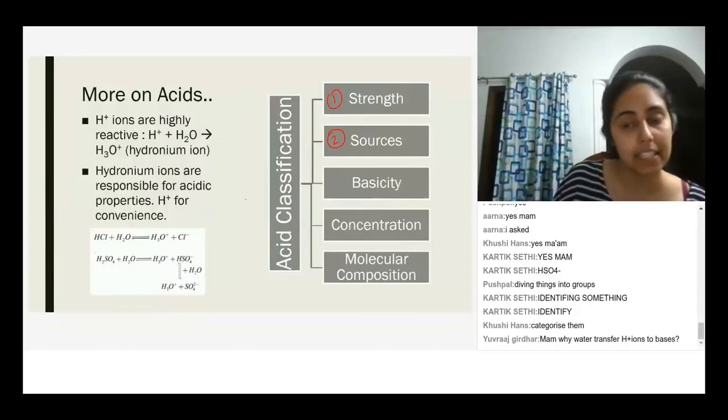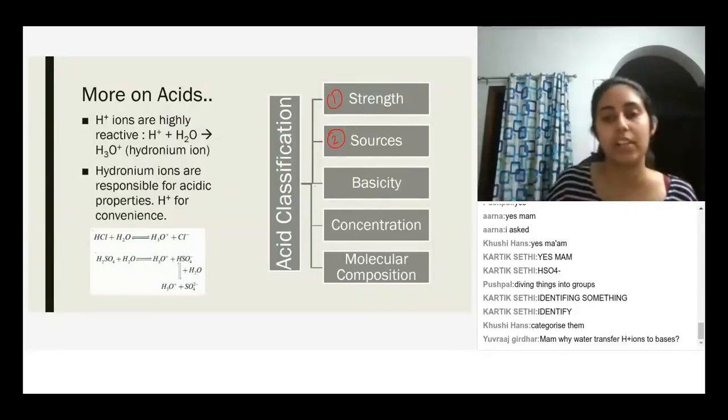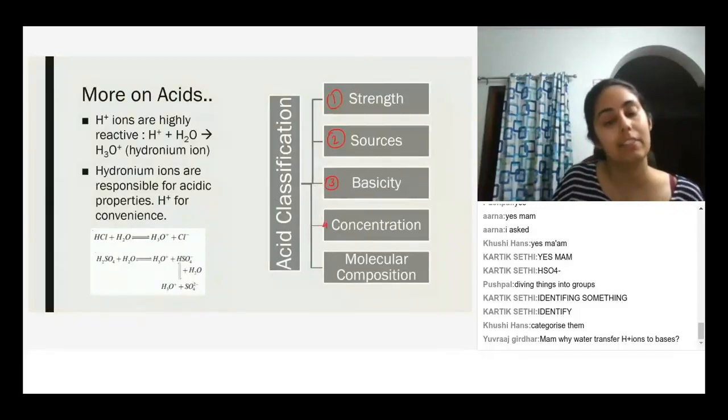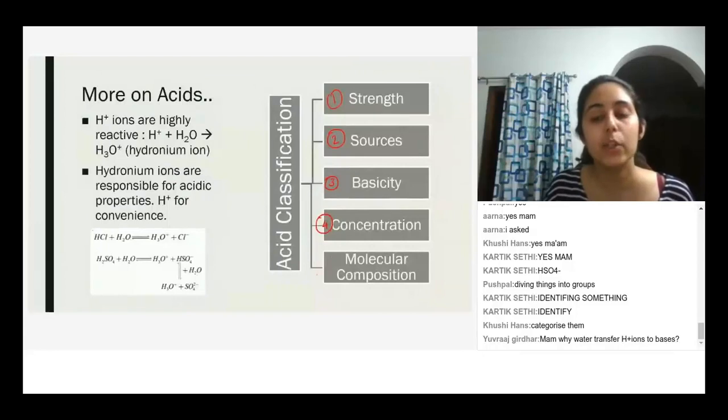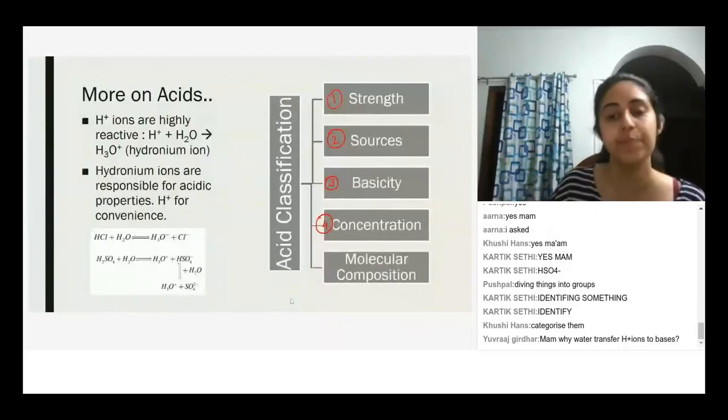Then basicity. This does not mean what you might think; I will tell you what this means later on. Concentration, I will tell you this also, and molecular composition. Molecular composition means what is contained within the molecule of that acid. Okay, so we learn about these things now.